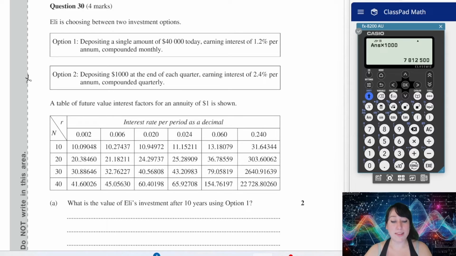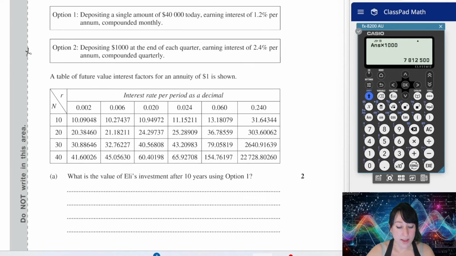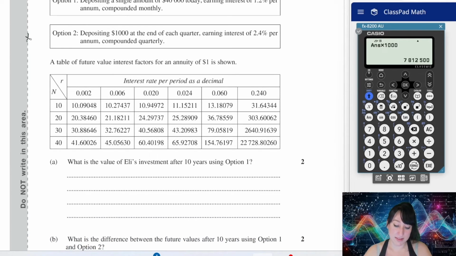Option 2, depositing $1,000 at the end of each quarter, earning interest of 2.4% per annum compounded quarterly. Now we should recognize that as an annuity because we're depositing an amount on a periodic basis with compound interest earned on that same periodic basis. We have a future value interest factor table for annuities. And then the question says, what is the value of Eli's investment after 10 years using option 1?